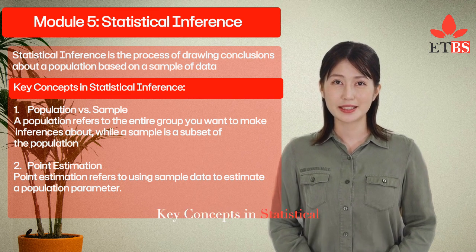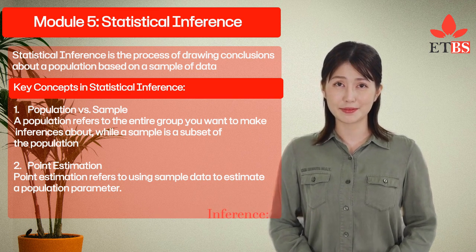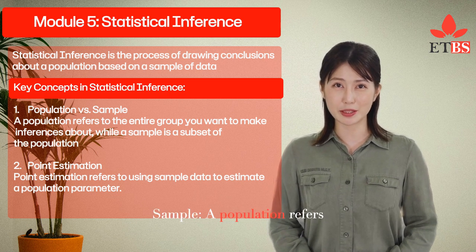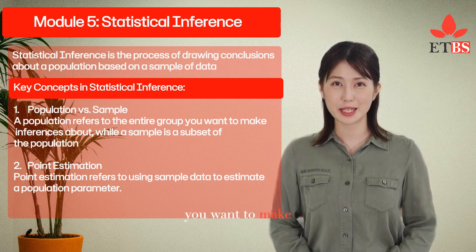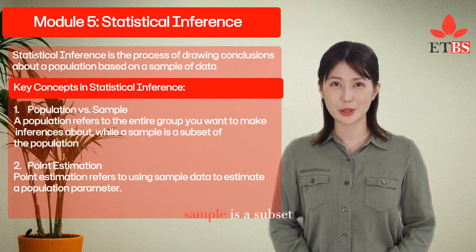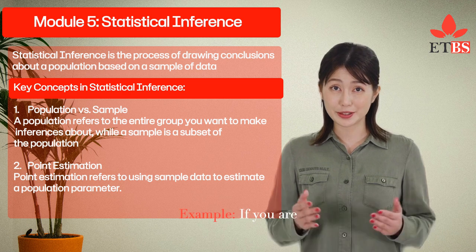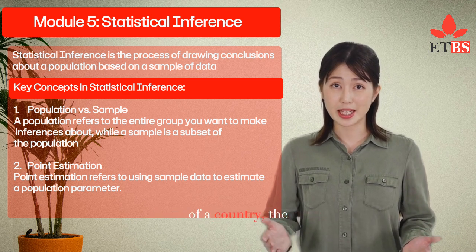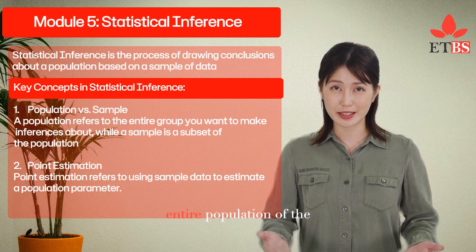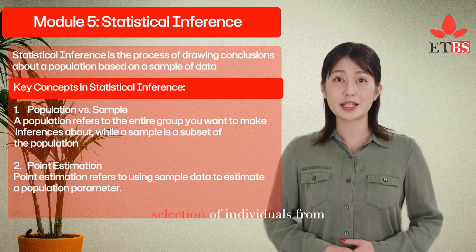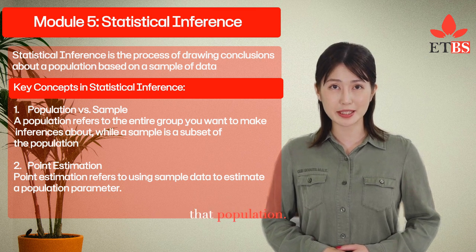Key concepts in statistical inference. 1. Population versus sample. A population refers to the entire group you want to make inferences about, while a sample is a subset of the population. Example: if you are studying the average income of a country, the population would be the entire population of the country, and the sample would be a random selection of individuals from that population.